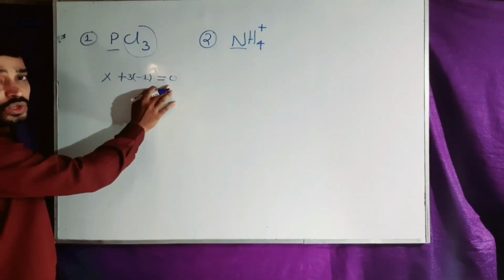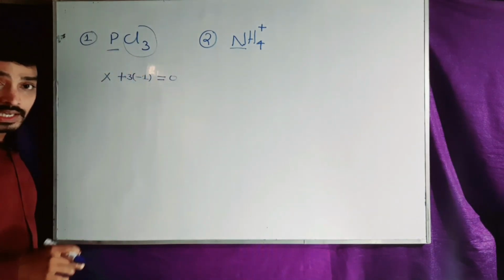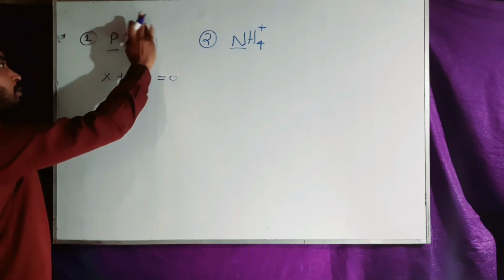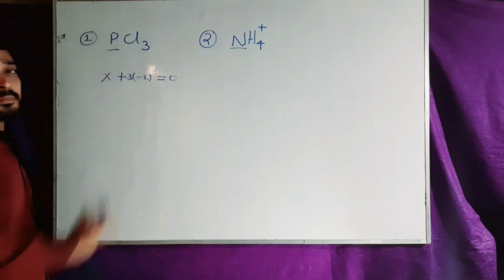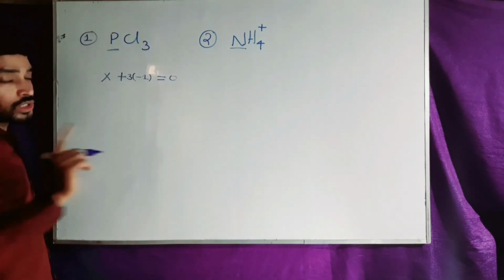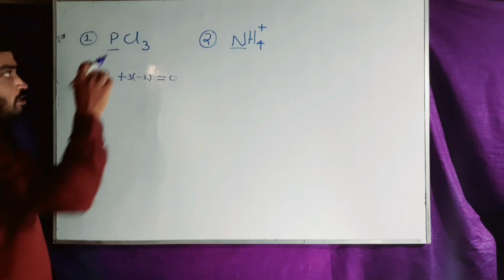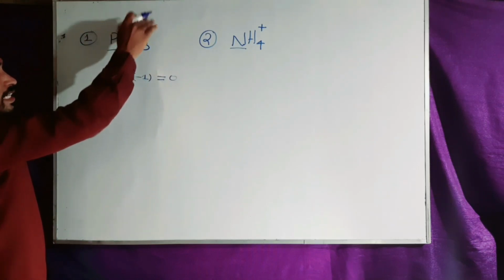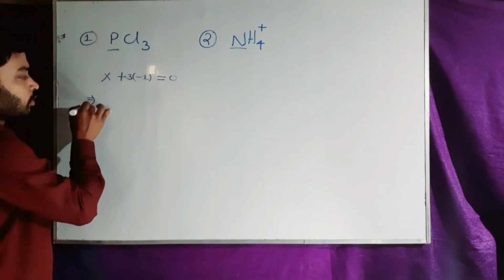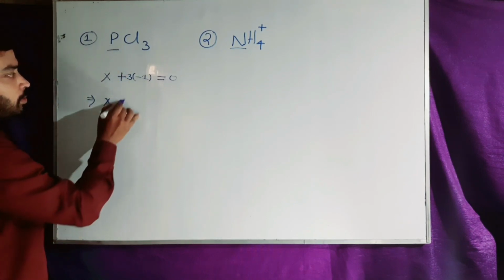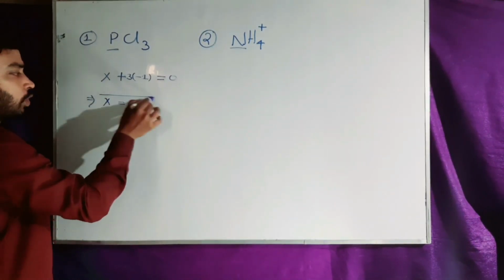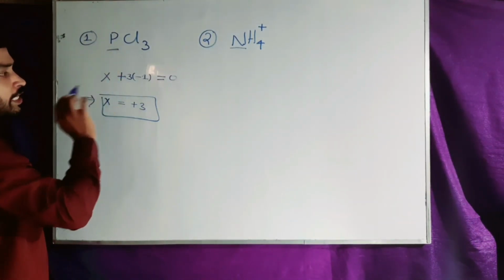Why do we equate with 0? Because the charge over the molecule is 0. Why is the charge over the molecule 0 here? Because the positive charge of phosphorus is neutralized by the negative charge of chlorine. So there is no charge over the molecule, because the charge in a molecule is expressed at the top right side. So here there is no charge, so we are writing 0. So the x value for the question will be +3. By solving for x, we get the oxidation number for phosphorus is +3.